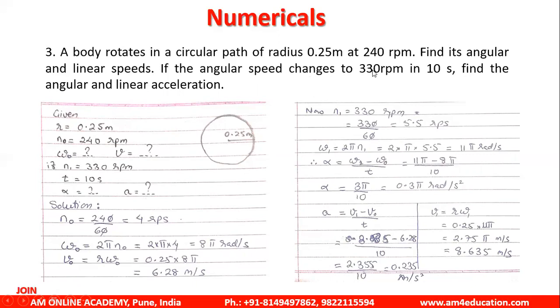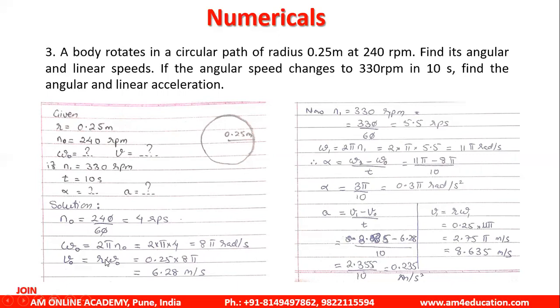Now here it is given in RPM, so we have to first convert into revolution per second. Since it is in minute, we'll divide it by 60. So that comes out to be 240 upon 60 and it becomes 4 revolution per second. Now revolution per second is nothing but frequency. So N0 is the initial frequency of that body performing circular motion. So omega 0 equals 2 pi N0 and that comes out to be 8 pi radian per second.